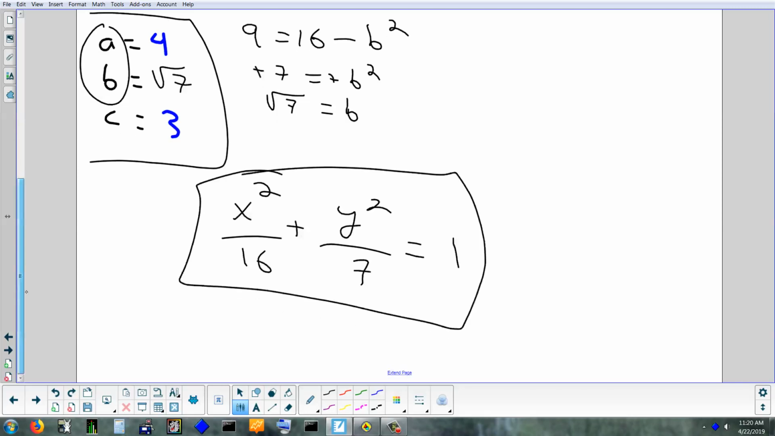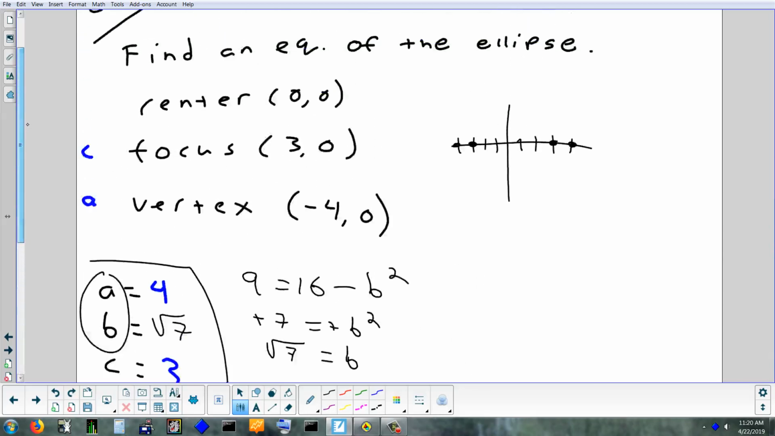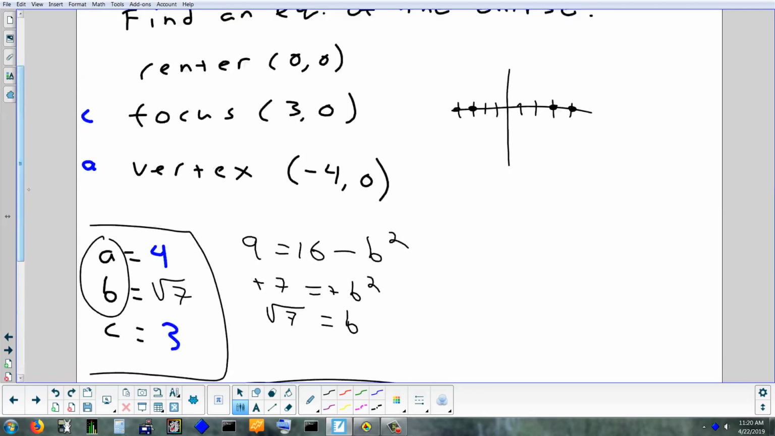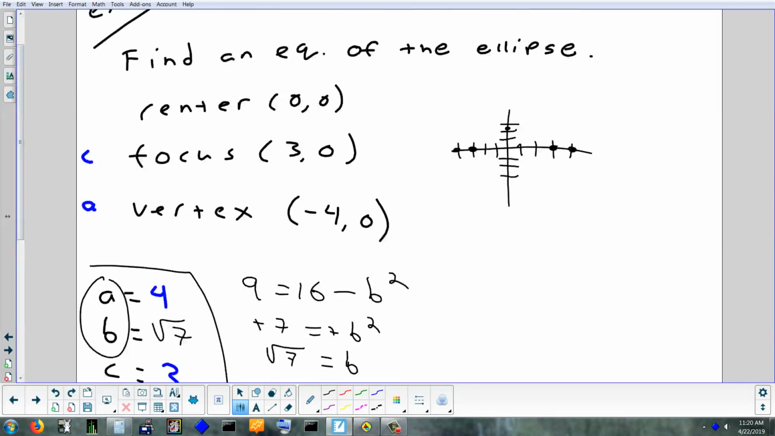Now, if I wanted to graph that, I've kind of already got it done right here if I'm doing it by hand. I've got the distance from the center to the vertices. So that tells me the length of my ellipse. But what I didn't graph yet was the width. But that's what B tells me. The distance from the center to the minor axis. So the square root of 7 is 2.6. So it goes up 2.6, down 2.6, and there's a really rough sketch of your ellipse.